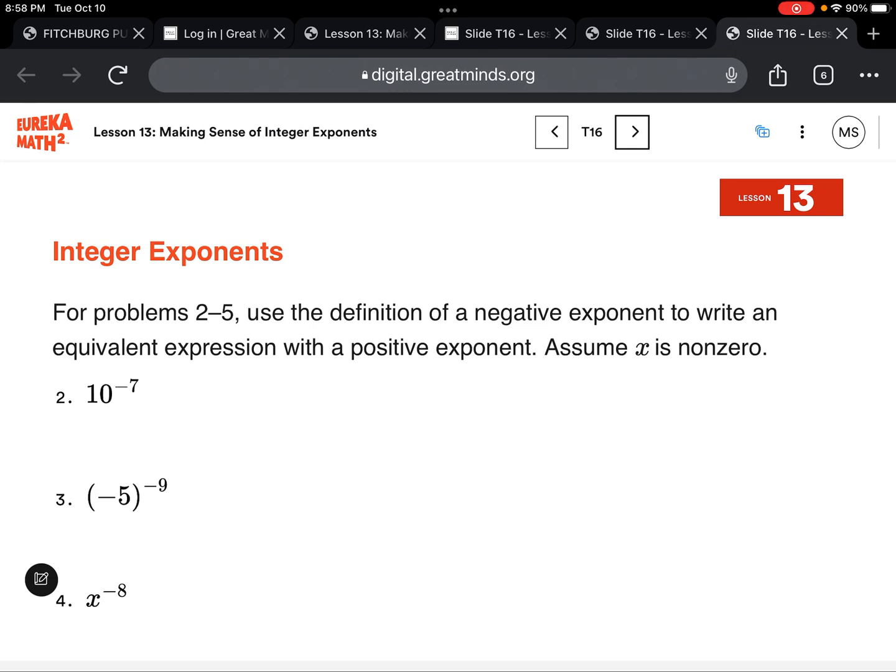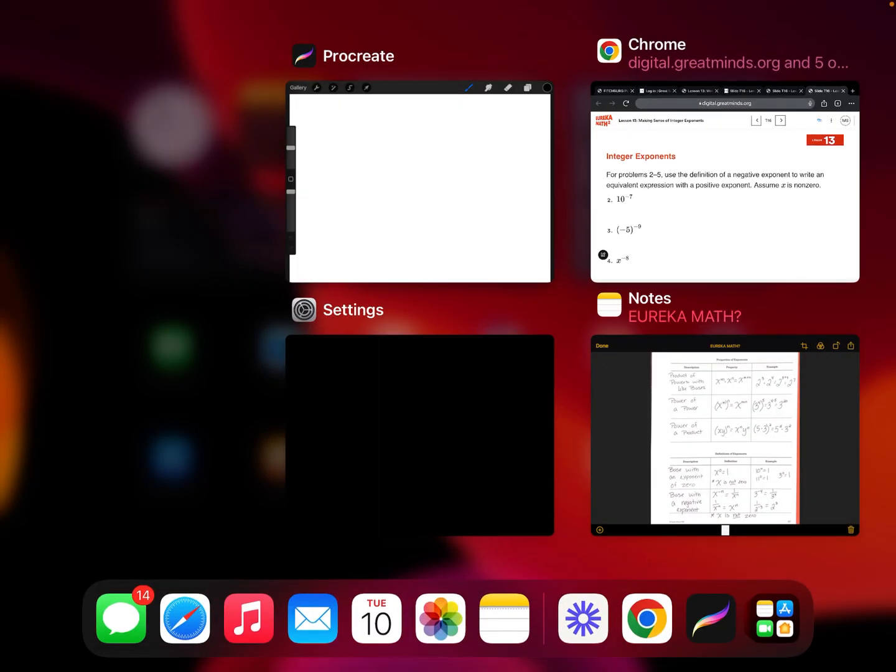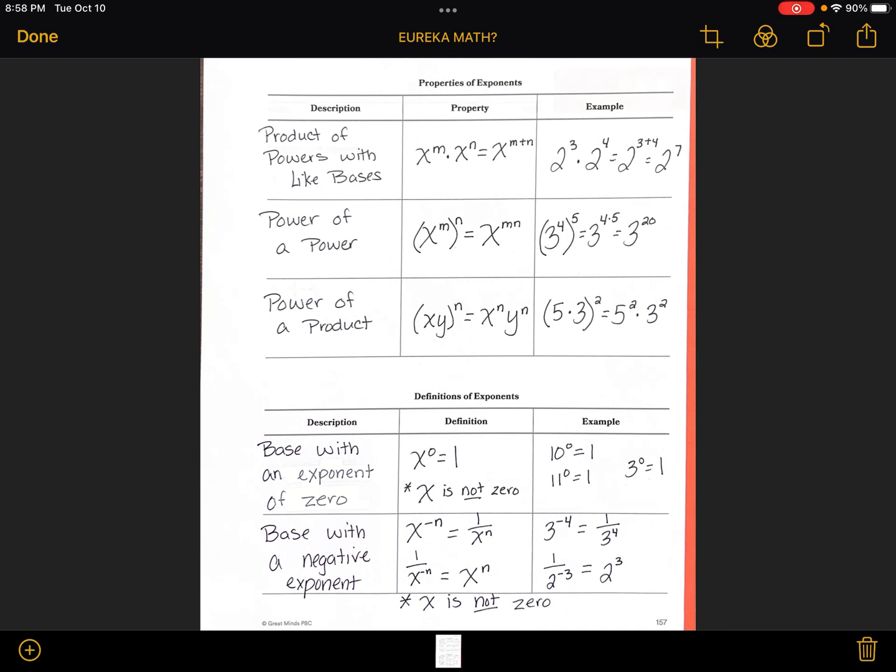This is still workbook page 181. And as you can see now, we do have some negative exponents. So again, we're going to be looking here under our definitions of exponents, a base with a negative exponent.